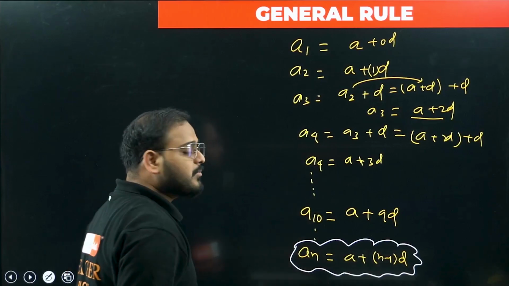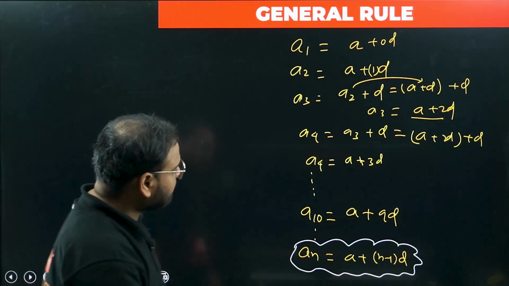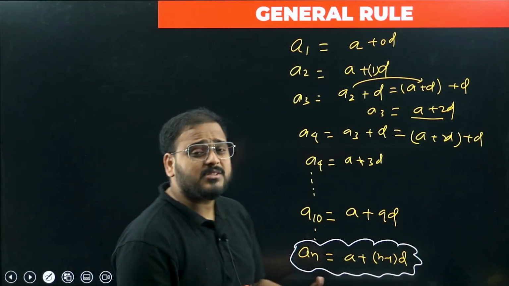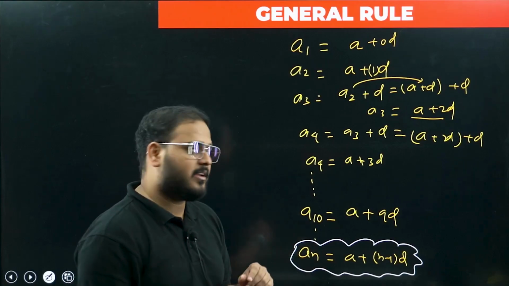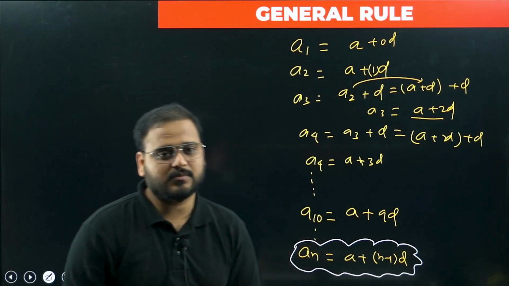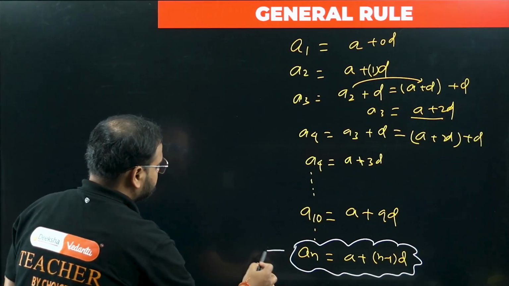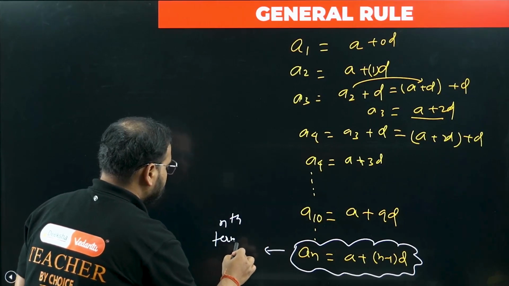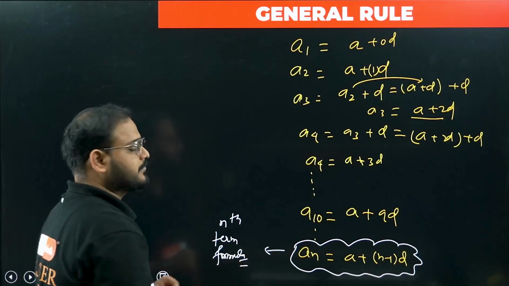For arithmetic progression, this is very important. Again, it is the second most important topic of this particular chapter. Questions have been asked on this. You have to understand this in detail and solve all the questions that are possible on this. It is also called the nth term formula.